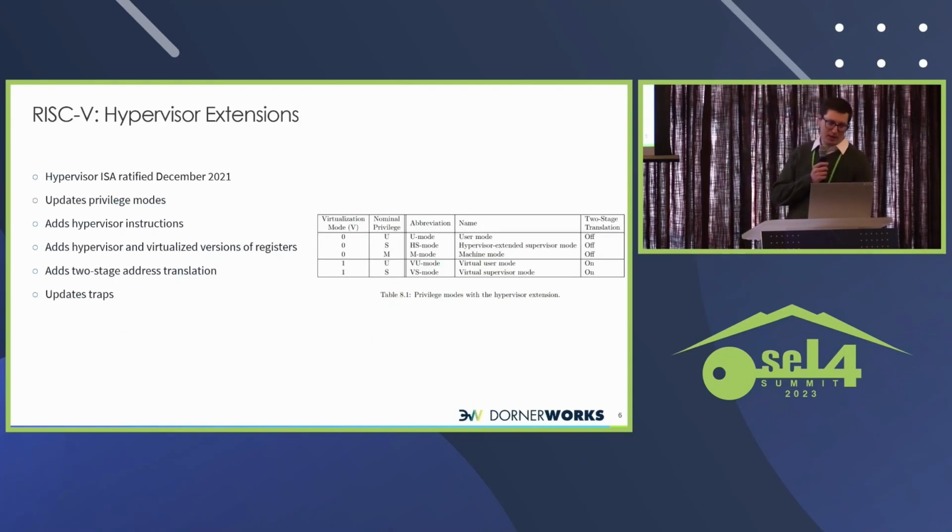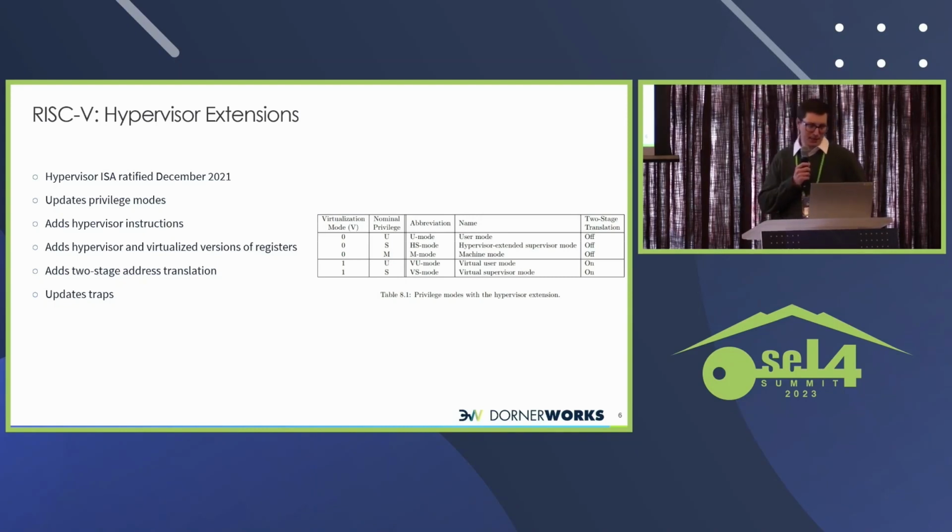So this hypervisor ISA was ratified December 2021, so it's almost 2 years ago now. And it had a number of updates. One of the most obvious ones, the ones I already went over, is the updated privilege modes. One big difference is the addition of a two-stage address translation to help enable that. And so you can see that's one of the most obvious differences between the virtualized user and supervisor modes versus the other ones, is that the two-stage translation is enabled.